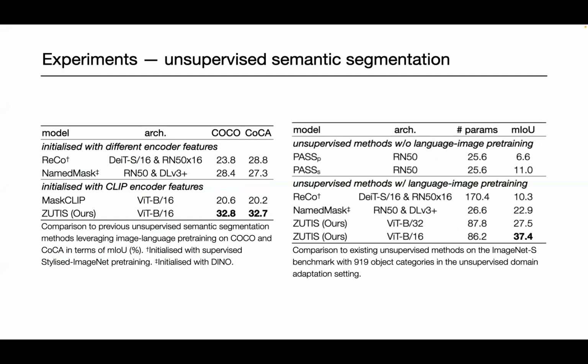One thing that I would like to highlight is that on the right side, we show the performance of DUTIES on ImageNet as benchmark, which has 919 object categories, and it shows reasonably well performance even with that many categories, at 37.4 in IoU.